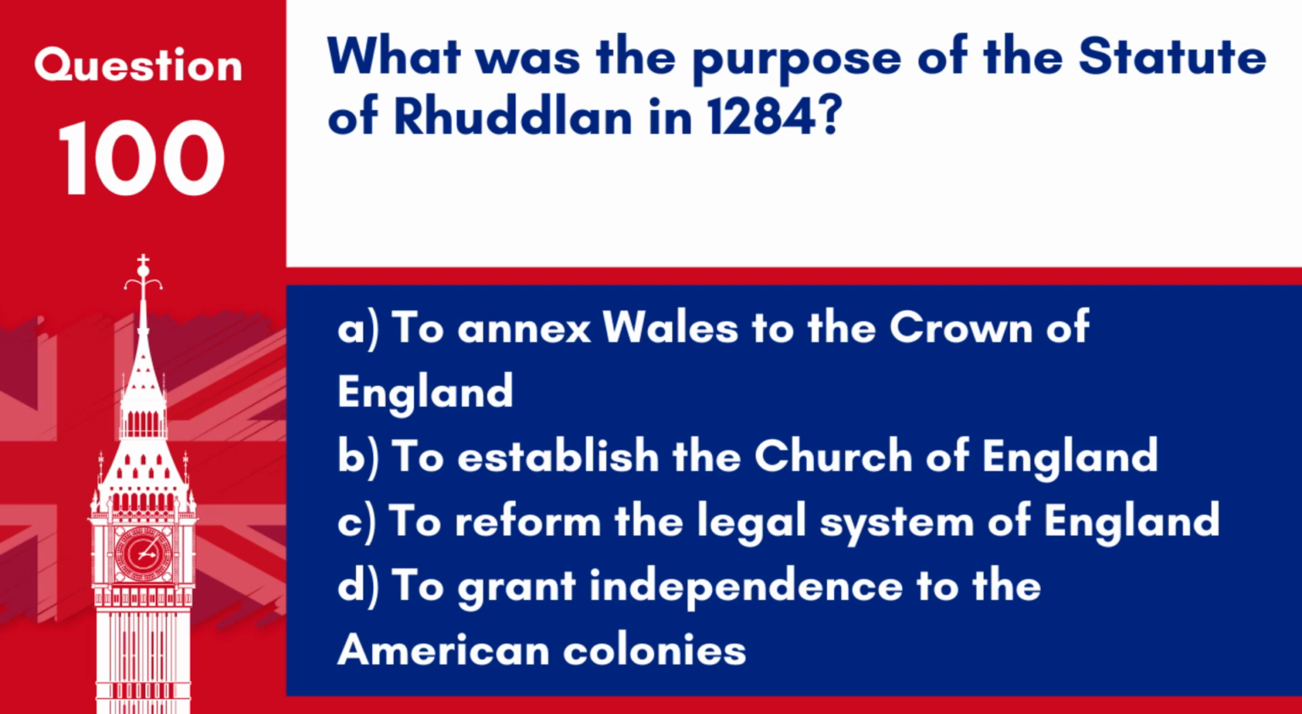Question 100. What was the purpose of the Statute of Rhuddlan in 1284? A. To annex Wales to the Crown of England. B. To establish the Church of England. C. To reform the legal system of England. D. To grant independence to the American colonies. Answer: A. To annex Wales to the Crown of England. The Statute of Rhuddlan in 1284 was enacted to annex Wales to the Crown of England.